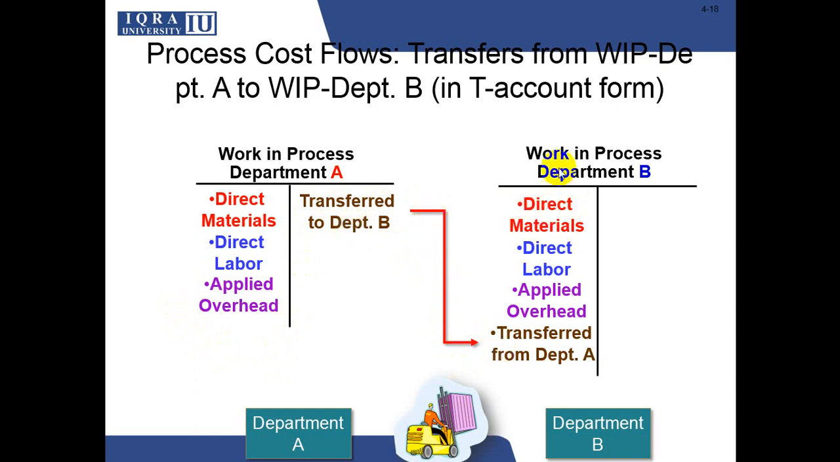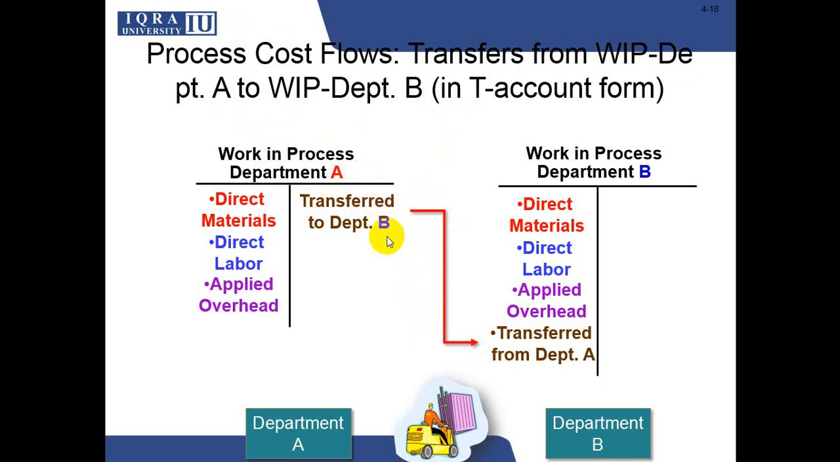So again in WIP department B, material, labor and overhead are already incurred, or we have recorded them, but for the transfer from A to B we will record the transfer. We will record the transfer because we have recorded material, labor and overhead already. Now we will record the transfer of goods to department B, right? So work in process will go from department A to B, right? Process cost flow: transfer from WIP department A to department B.